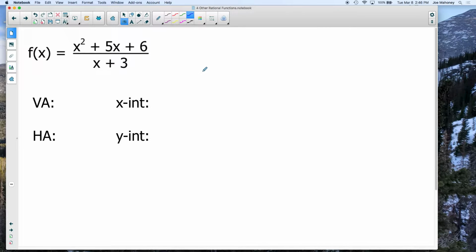All right, so we're going to do some investigation here. This time we have a polynomial on top. And I'm looking at that polynomial on top and I'm thinking, you know what? That can be factored. So let's take a look at what happens when we factor. It's going to factor to x plus 3 times x plus 2. Oh, and that makes me happy because I have an x plus 3 on the bottom as well.